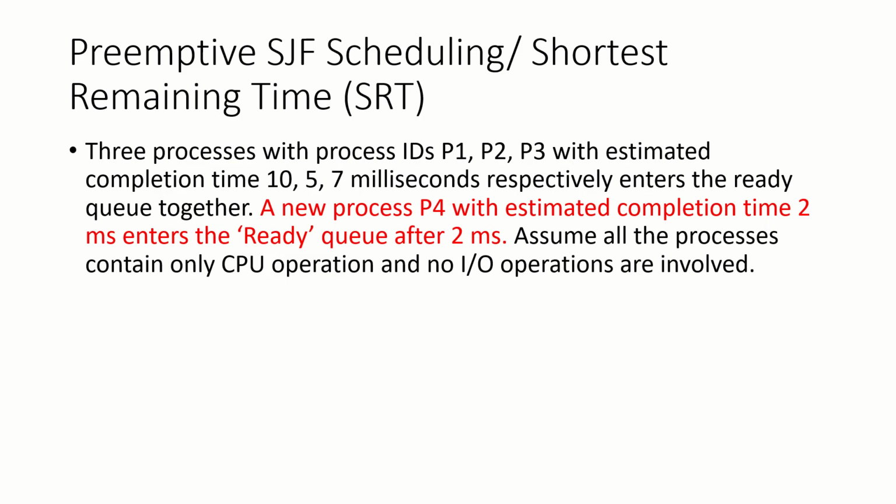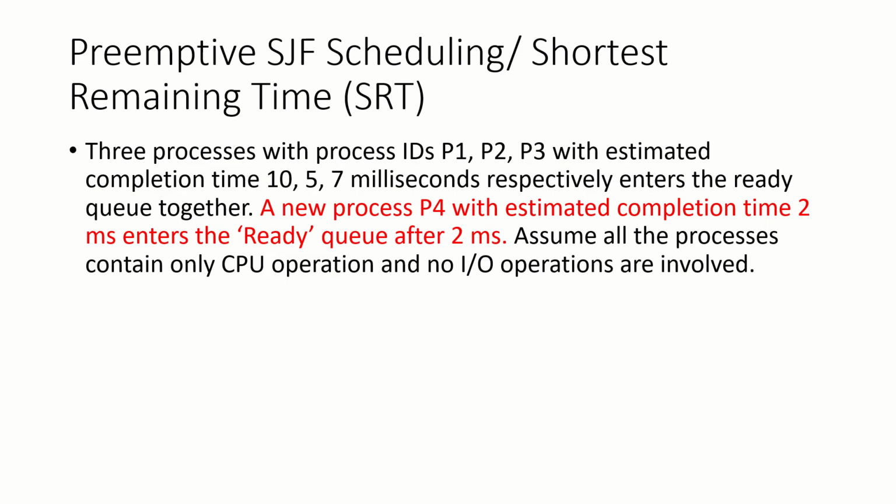So, if you consider P1, P2, P3, their completion times are 10 milliseconds, 5 milliseconds, 7 milliseconds. In general, what we have to do here is consider P2 for the execution because that is the shortest job. But since one more process P4 enters, with a completion time of 2 milliseconds, after 2 milliseconds in the ready queue, usually based on our SJF rule, we have to consider P2.